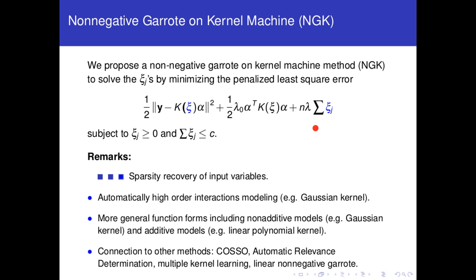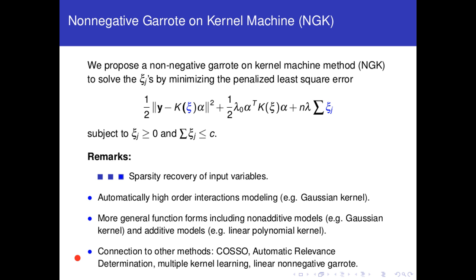So we propose a non-negative garrote variable selection approach. We denote it as NGK, using this objective function. Using this objective function, we can recover sparsity of input variables, and we can also automatically handle the interaction among variables using the Gaussian kernel. We can also handle more general function forms, including non-additive and additive models.